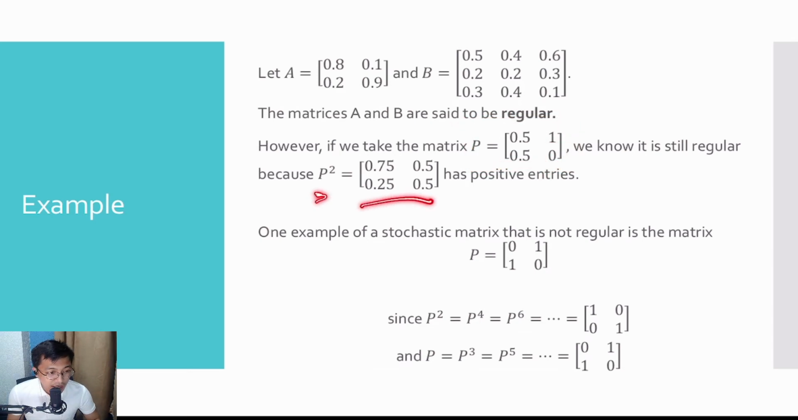Tignan nyo, after squaring it, we get this square matrix: 0.75, 0.25, 0.5, 0.5. Okay, so there exists a power that has a non-zero entry. So we can say that this matrix P is indeed regular. But for this one, since we know that all the powers of P will have 0 in it, we can definitely say that this matrix P is not a regular stochastic matrix. Okay, so we cannot use that later in the theorem that I will discuss.